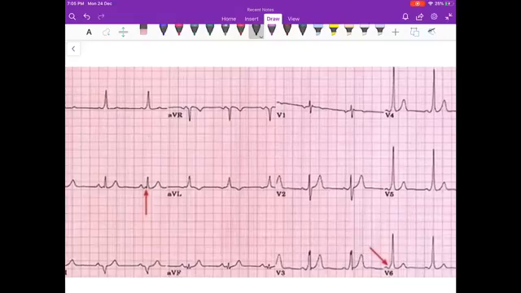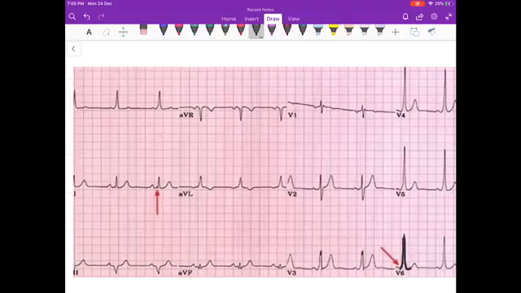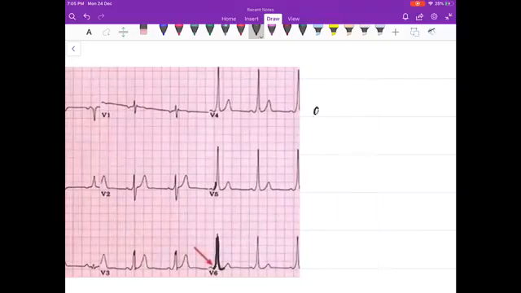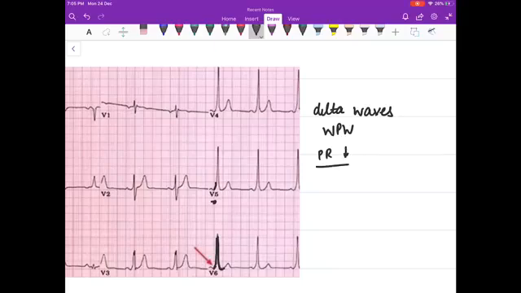So the arrow is, you can pause your video. The arrow is pointing here. What do you see friends? So this is our delta waves. These are seen in Wolff Parkinson White syndrome. You can also see that the PR interval is decreased.